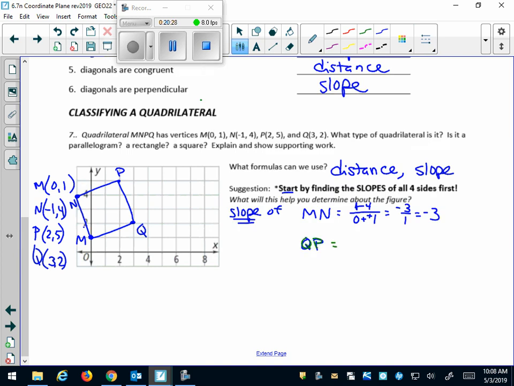QP, we're using these two coordinates over here. We're going to subtract the y's. 5 minus 2 on the top over 2 minus 3 on the bottom. What's 5 minus 2? And 2 minus 3 is, so our slope is negative 3. So did we just confirm that these are parallel? Yeah, same slope, so parallel.